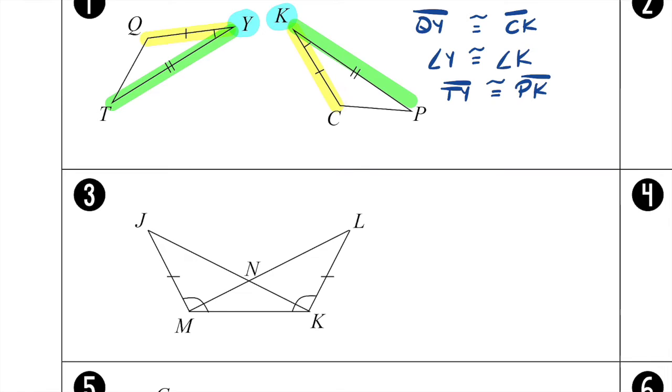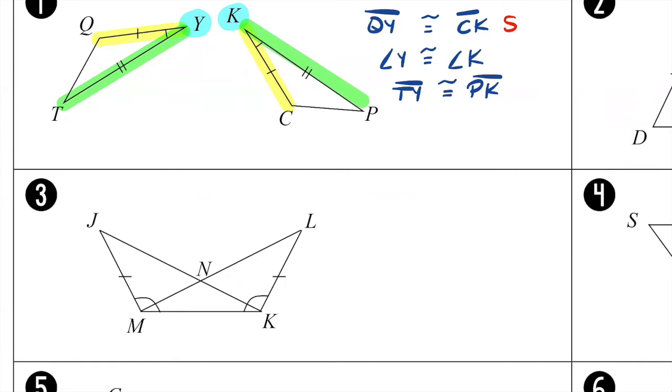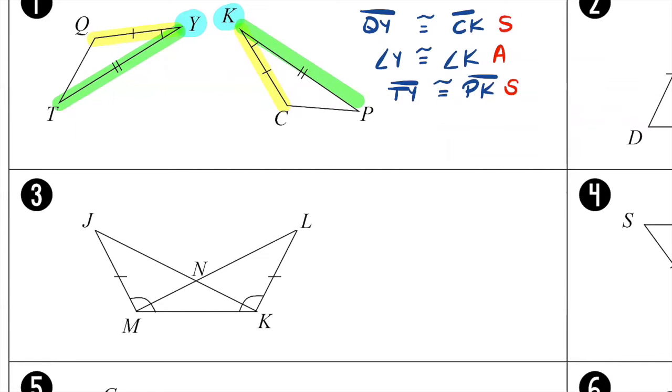Because we've got a side and an angle, is our congruent angle included between our congruent sides? Is Y and is K where our 2 congruent sides come together? Yes. So that means, yes, it is congruent by side angle side.